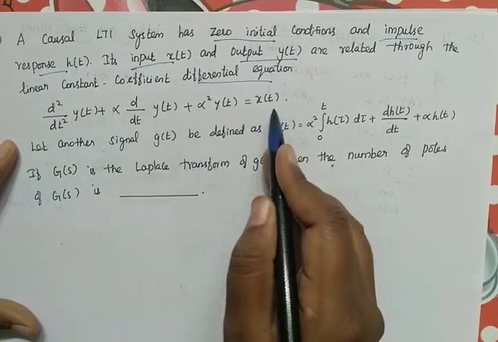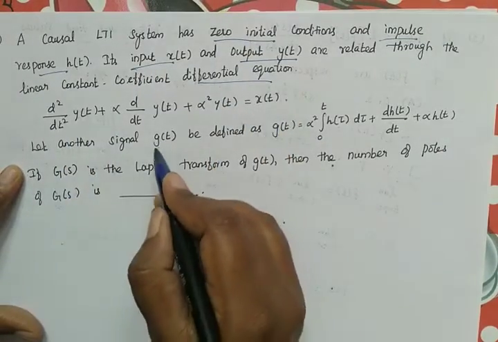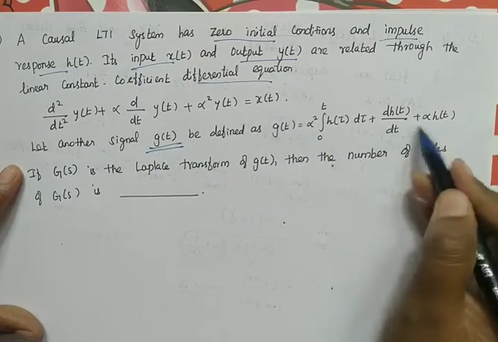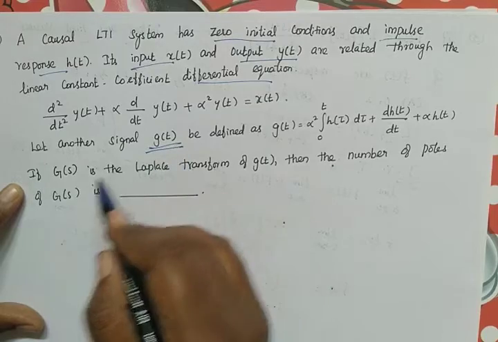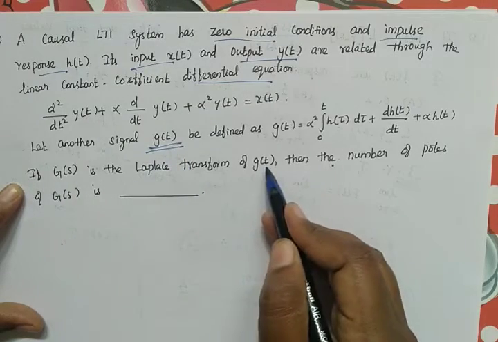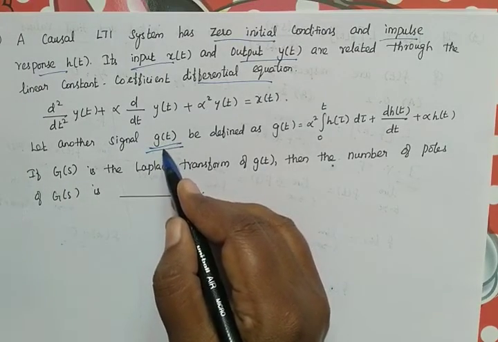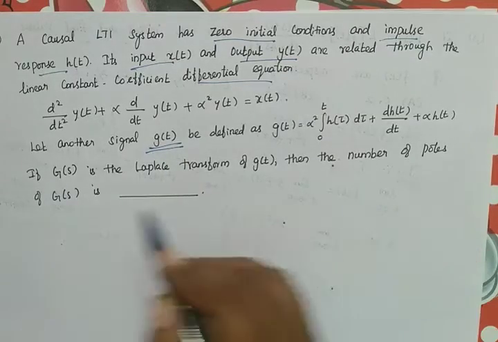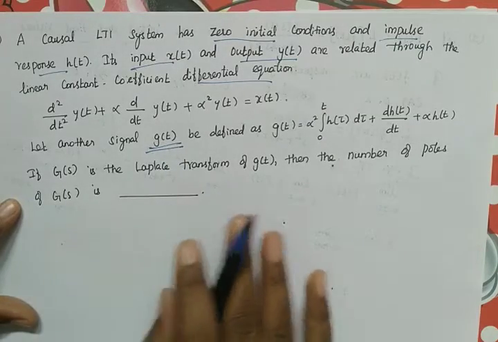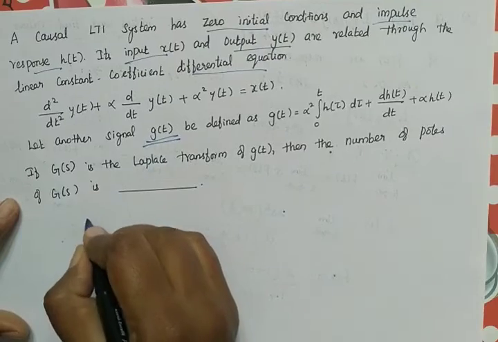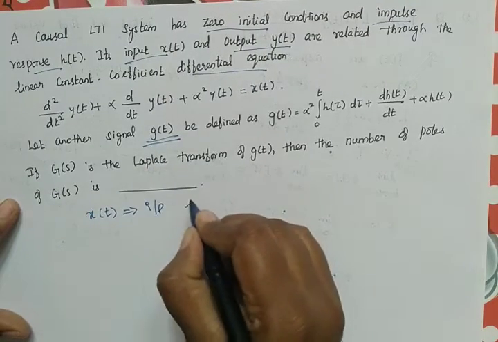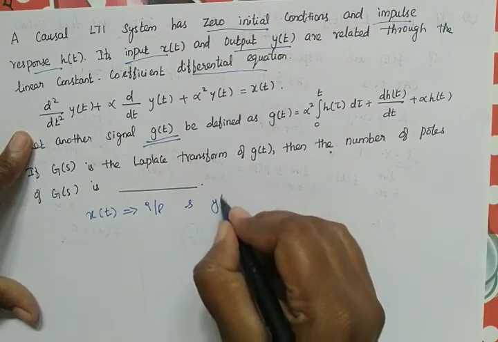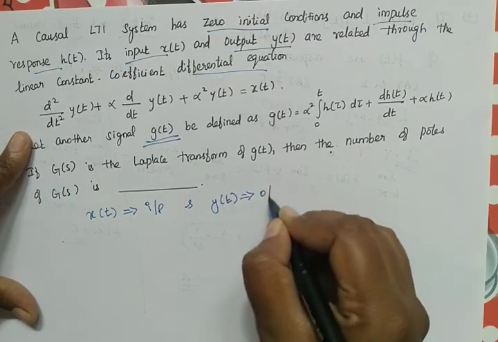So here is the differential equation. Let another signal g(t) be defined as this equation. If G(s) is the Laplace transform of g(t), then we have to find only the number of poles here. In the question, x(t) is the input of the causal system, and y(t) is the output of the causal system.